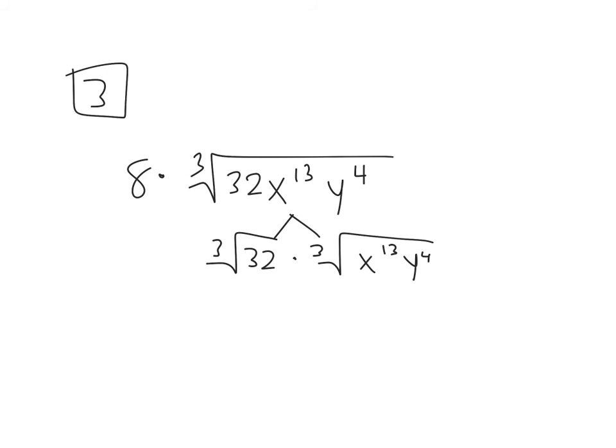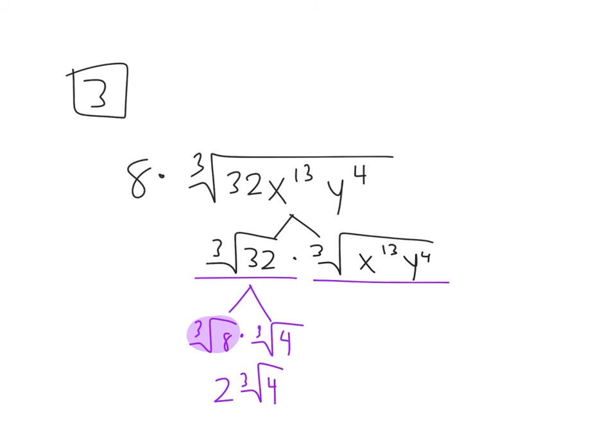Okay, so let's go ahead and look at the cube root of 32 here. What is the biggest perfect cube that goes into 32? Looking at your table there, you should see 8 goes into 32. 8 times 4 gives me 32. So I can go ahead and simplify the cube root of 8. That is going to give me 2 times the cube root of 4. I cannot simplify the cube root of 4, so that would be my final answer for the cube root of 32. Now I got to go back up here and simplify the cube root of x to the 13th, y to the 4th.